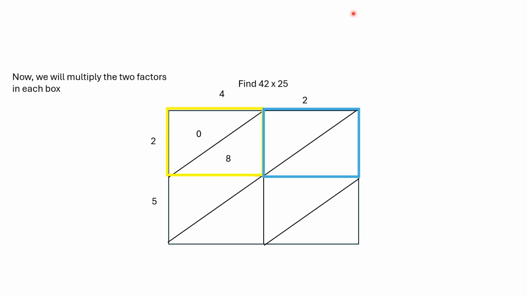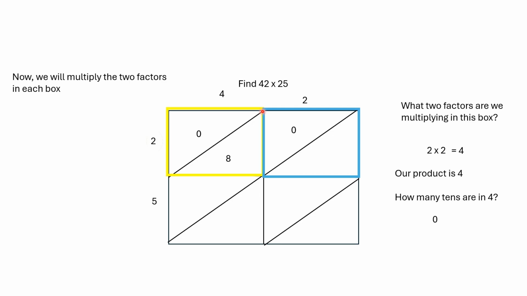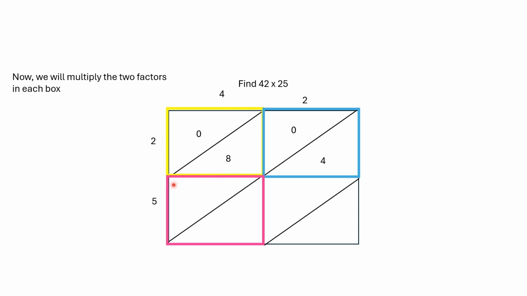Now we will move on to the second box, here in blue. What two factors are we multiplying here? The 2 and the 2. Great! 2 times 2 is 4. We'll place a 0 in the tens box and a 4 in the ones box. Next we will focus on this pink box here.